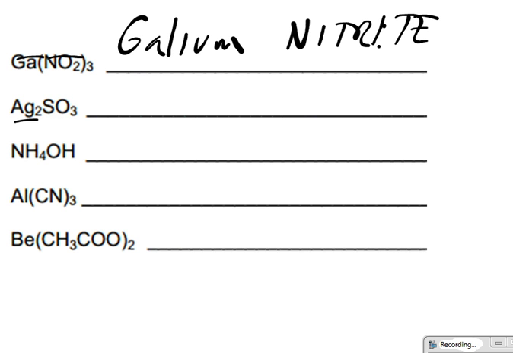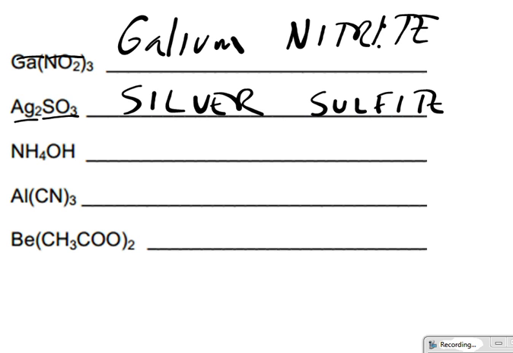Silver. Ag is silver. I know it's an ionic compound because it's a metal, so it's going to be silver right there. SO3 is sulfite, so it's silver sulfite, a polyatomic ion. So I just add it right there and I'm done. Silver always has a charge of +1, always, so it doesn't get a Roman numeral.